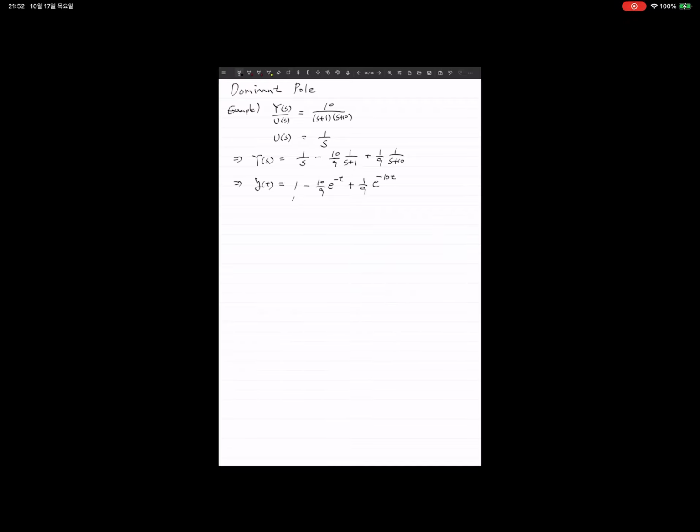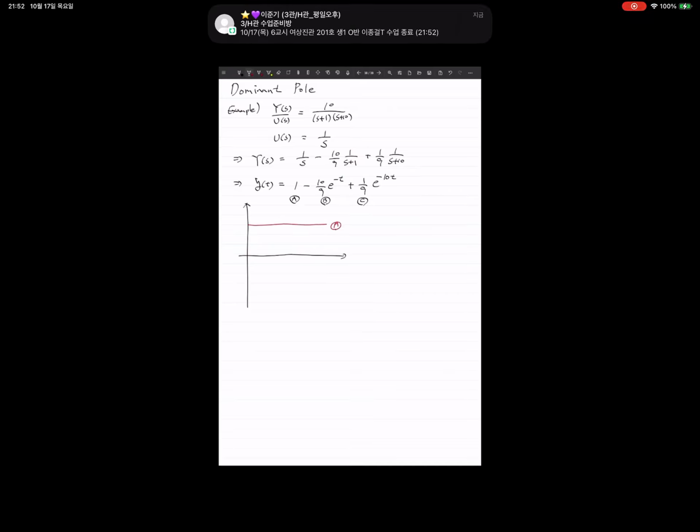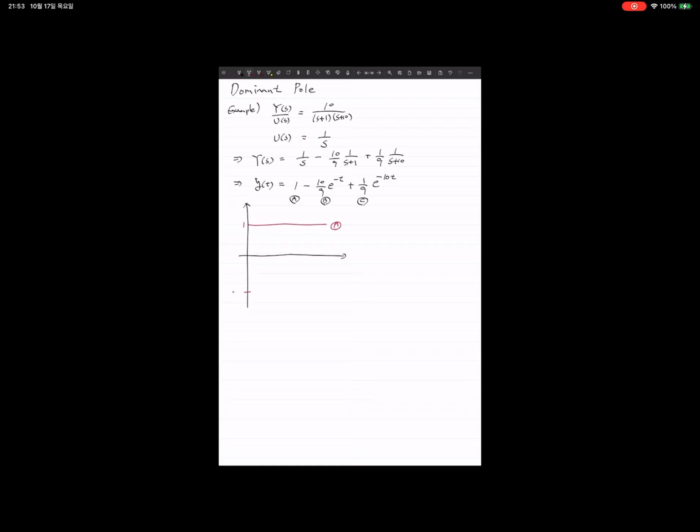So let's say this response as A, this response as B, and this response as C. So the total response of this system is A plus B plus C. If I draw the response, we have response A, which is just 1, and we have response B, which is from minus 10 over 9 when time is equal to 0, and then it becomes 0 as time goes by.